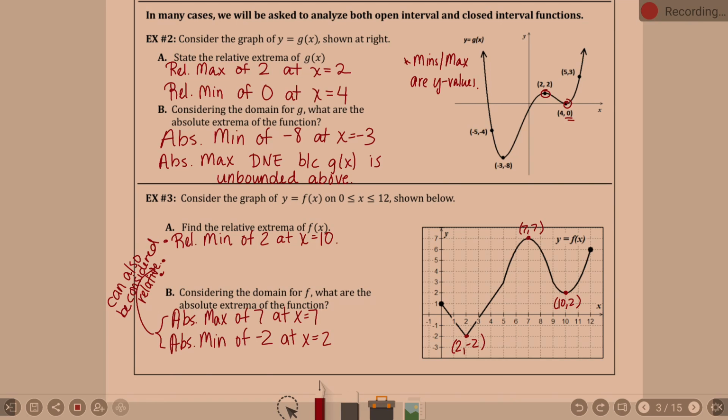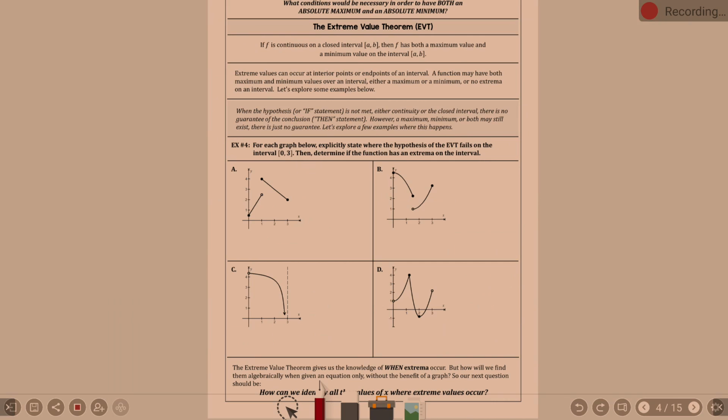Yes. Okay. We've talked about IVT this year. We've talked about MVT this year. Now we get another one, EVT. Okay, so IVT, MVT, and now EVT.